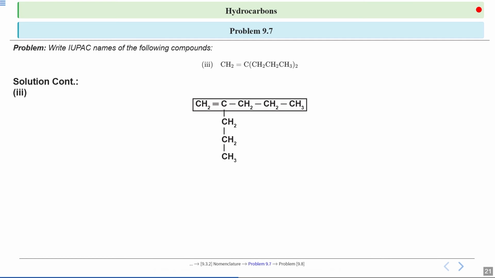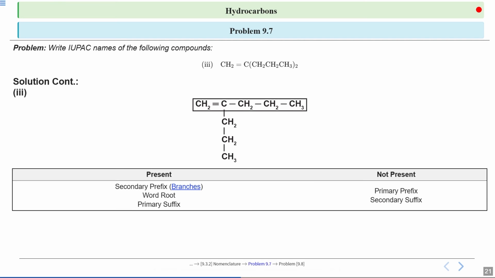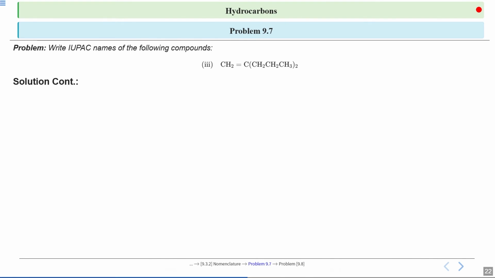What can you say about the prefixes and suffixes that are present in the given compound? So it has a secondary prefix because of the branching, then it has a word root and a primary suffix. I have designated the longest carbon chain in the starting part only so that you can notice that there are branches present in the given compound. Continuing further, what do we have next?